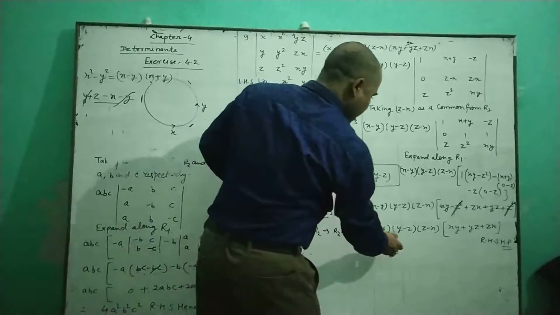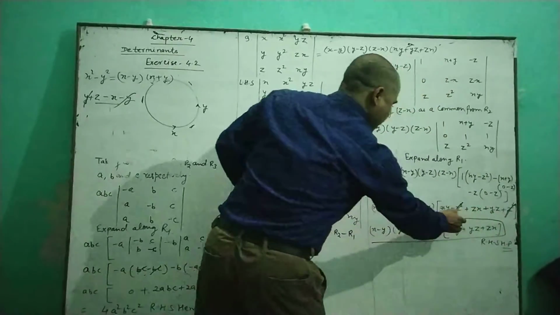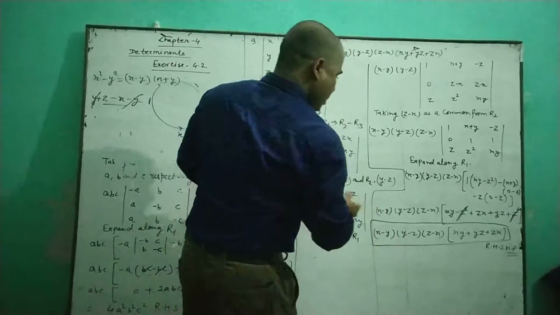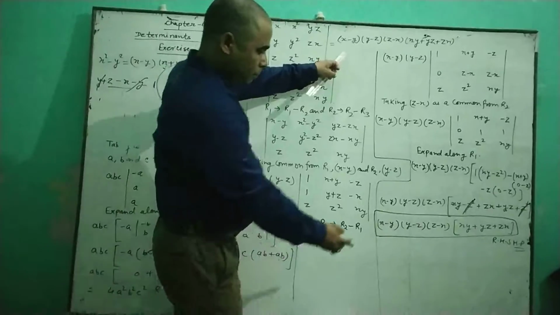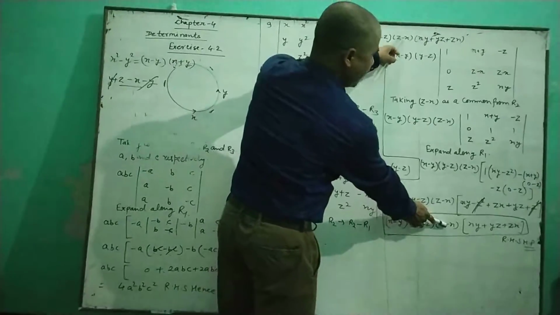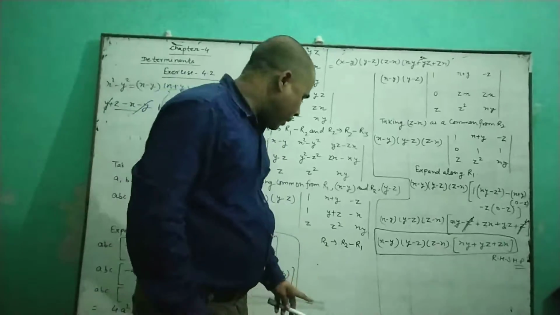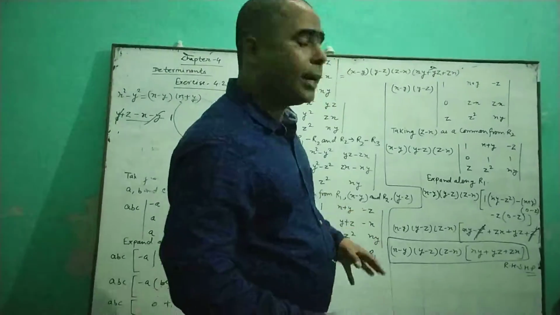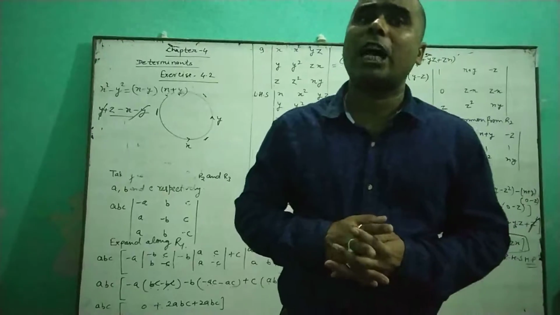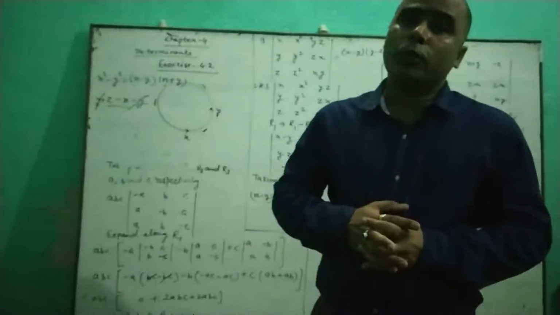Now this is the right hand side: x minus y, y minus z, z minus x, into xy plus yz plus zx. This is the property method to find the value of the determinants or to prove the value of the determinants which are given.